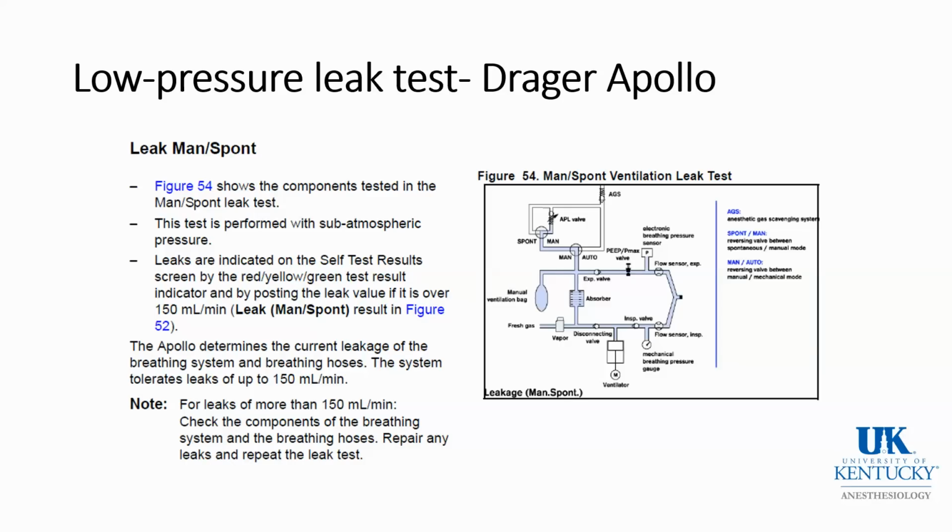The Dräger Apollo does an automated low pressure leak test, and this diagram shows the components of the circuit which are tested by the automated test, and it is performed with sub-atmospheric pressure.